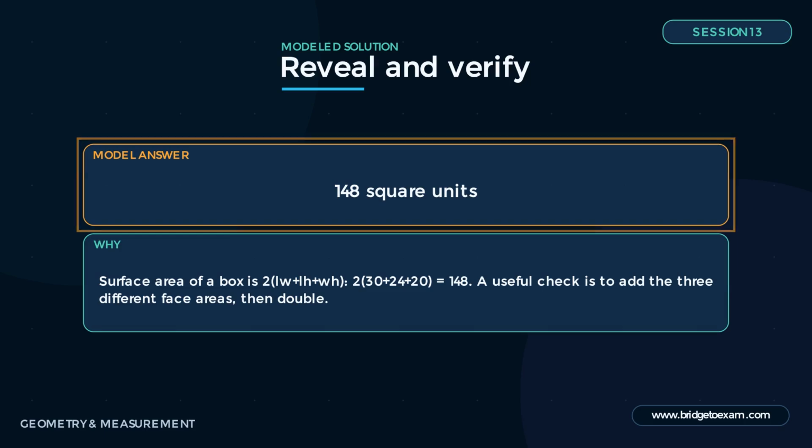The model answer is 148 square units. Surface area of a box is 2 times (LW plus LH plus WH), so 2 times (30 plus 24 plus 20) equals 148. A useful check is to add the 3 different face areas, then double. Use this coaching check as well. Annotate the net with a check mark as each face is counted. This prevents missing a face or including one twice.